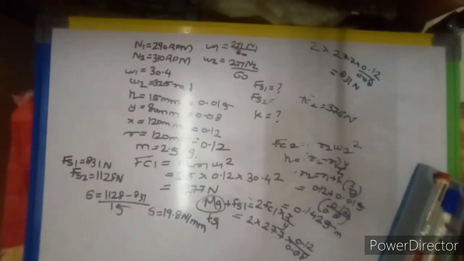So guys, we will do one more important problem of a Hartnell governor that has obliquity effect. There is displacement, alteration occurs there, so that we will do in the second part.